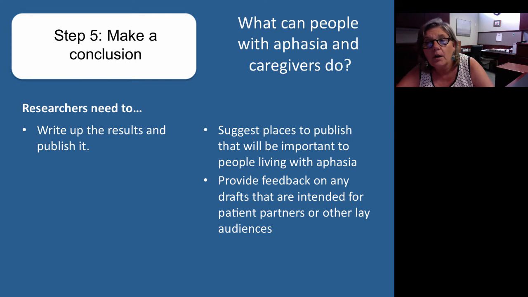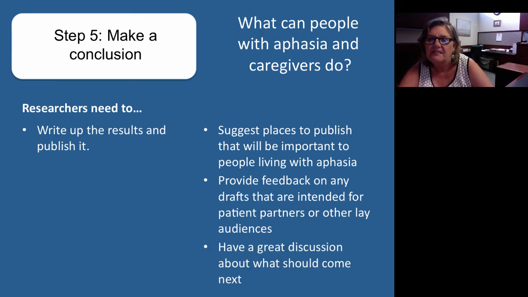You could also give the researcher feedback if they are writing up an article that's meant for people with aphasia and family members. You can give them feedback on if it's easy to understand, if there are terms in the study or in the paper that are hard to understand and they need to explain more. You can give that kind of feedback. You're the perfect kind of people to give that feedback. So that's another role that you can play.